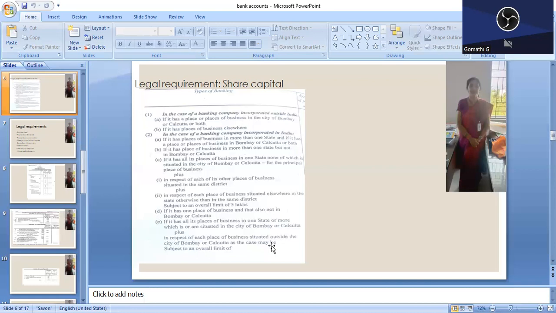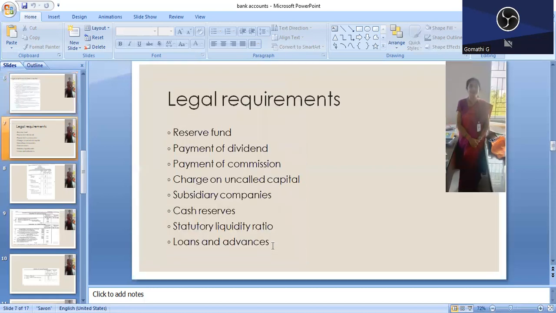And next one is reserve fund. Next one is payment of dividend, payment of commission, brokerage, etc. Charge on uncalled capital.